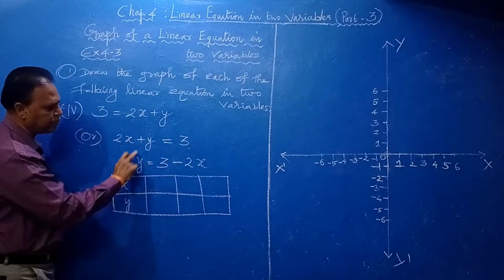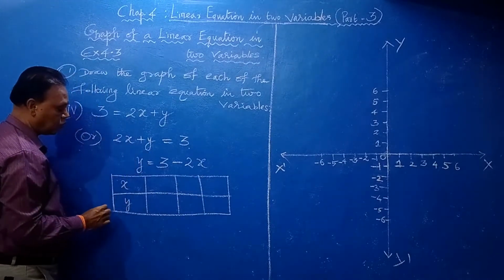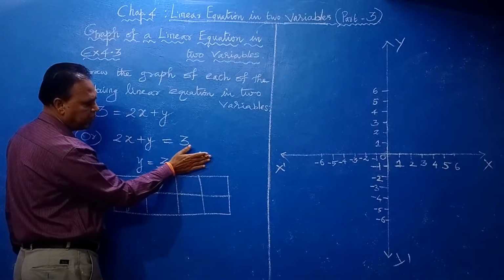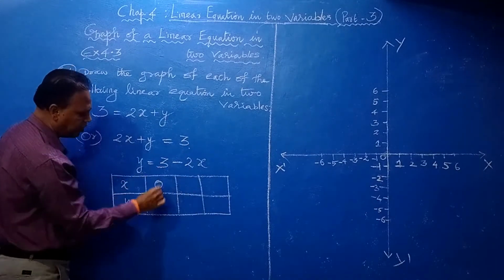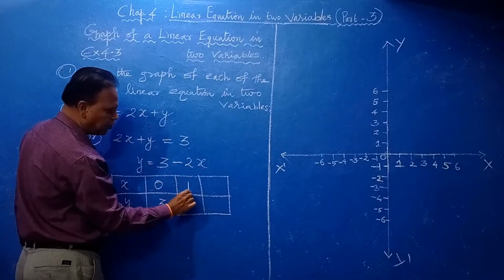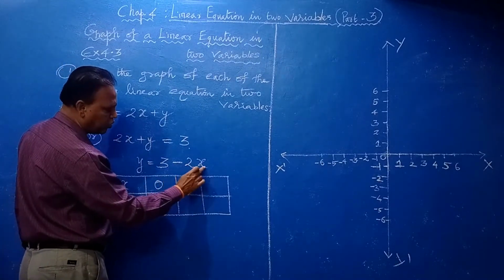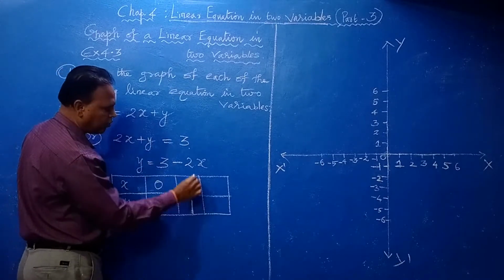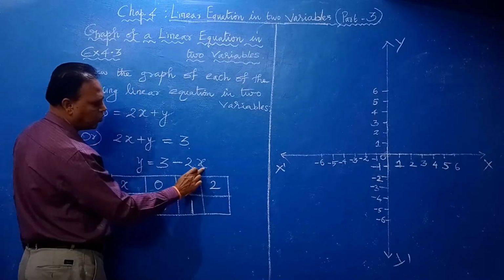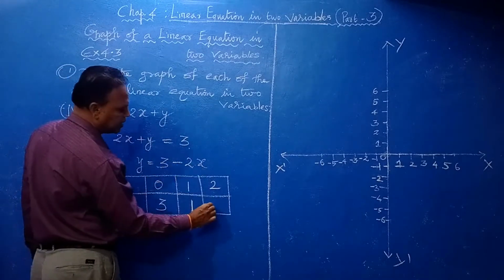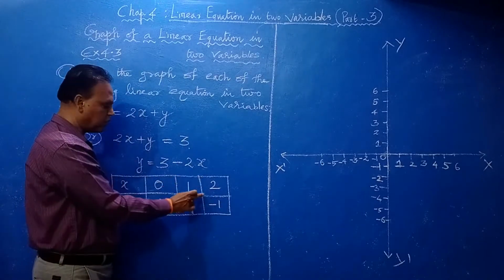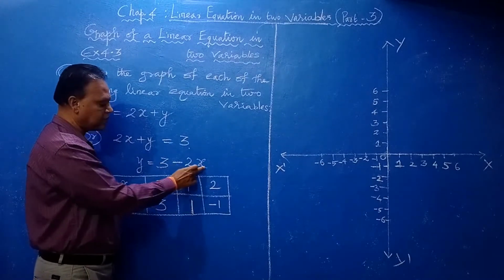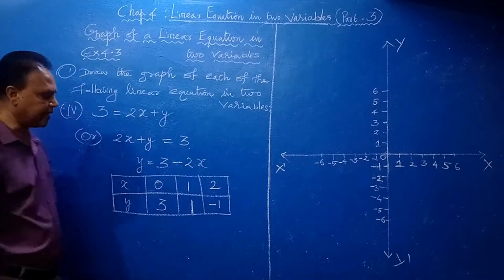Now, you see, y is dependent on x. So, x value you give 0. The x value I am giving 0 means this whole will be eliminated. Then y will be 3. Now, x is 1 you give. 3 minus 2 into 1, 2. 3 minus 2, 1. Now, x is 2 you give. 2 into 2, 4. 3 minus 4, minus 1. Correctly, you have to simplify. Okay, 2 give means this will become 4. So, minus 4 here. So, 3 minus 4 is minus 1. Correctly, you have to simplify.